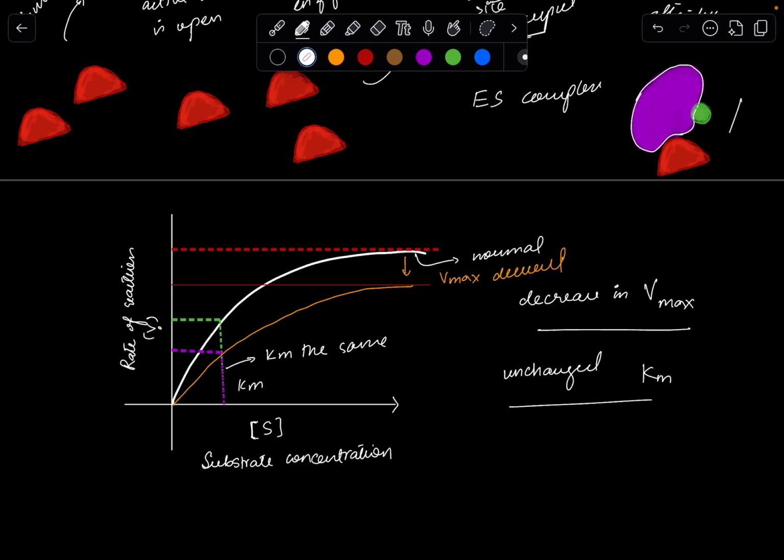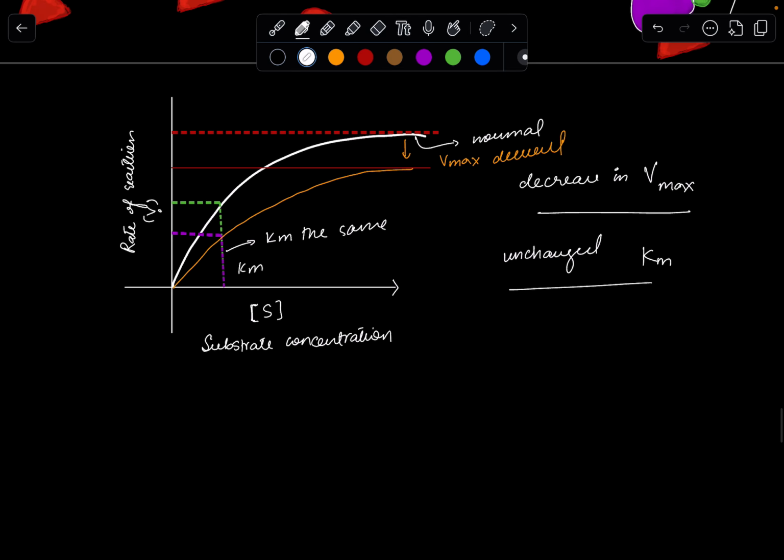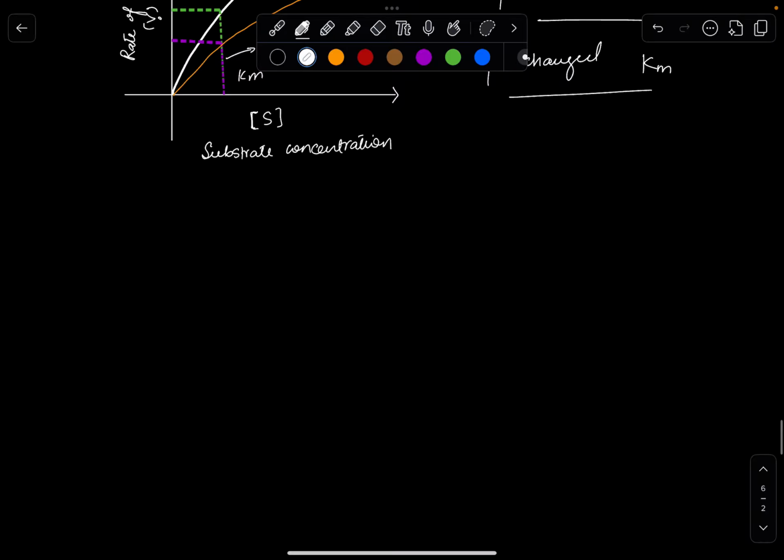So this is what happens to your rate of reaction in a non-competitive inhibition. Okay? The key takeaway is that there's a decrease in Vmax and the Km is unchanged. Those are the key takeaways. Now let's look at competitive inhibitor.